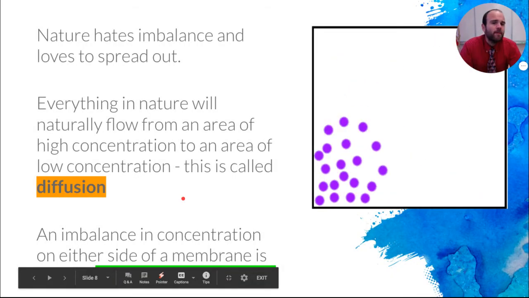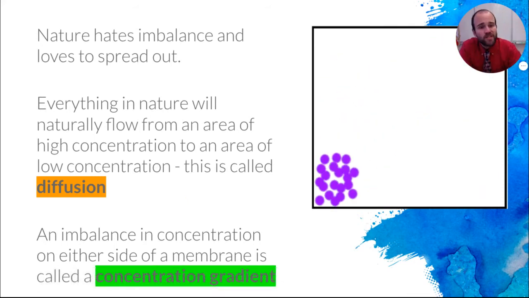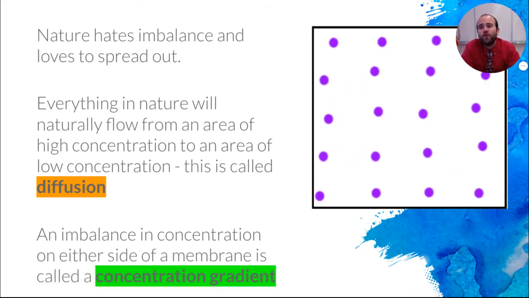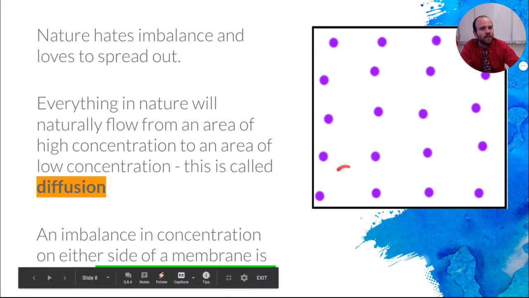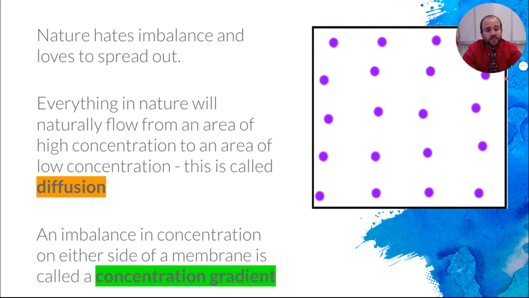So when we're talking about what goes on with transportation on either side of the membrane, it's important to remember that nature hates imbalance. Nature loves to spread out, just like you saw in that little GIF there where they're all clumped together and spread out to be nice and spaced out. Nature loves to socially distance. And so everything in nature will naturally flow from an area of high concentration to low concentration. So when everything was packed together here, it's going to spread out to where there was less concentration. And this is called diffusion. So moving from high to low concentration, that's spreading out.